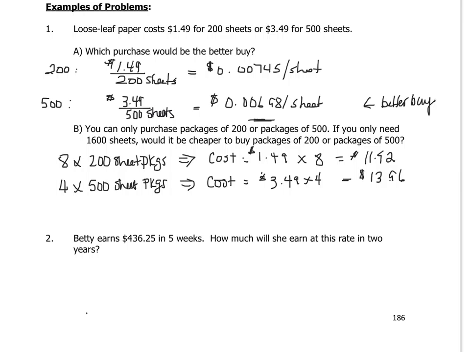For example, we know that the 500 package is the better buy, so if we try to get as many as we can out of 500, but then instead of going to that fourth package of 500, we go with 3 times 500 plus 1 package of 200. What would that cost? Because that'll give us 1,700 sheets, which will give us what we need plus a few extra.